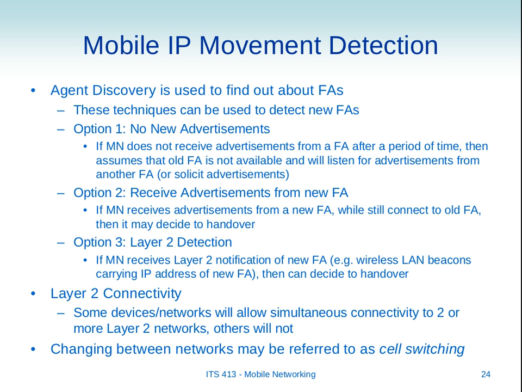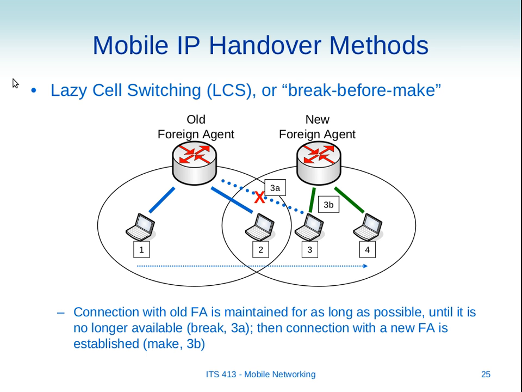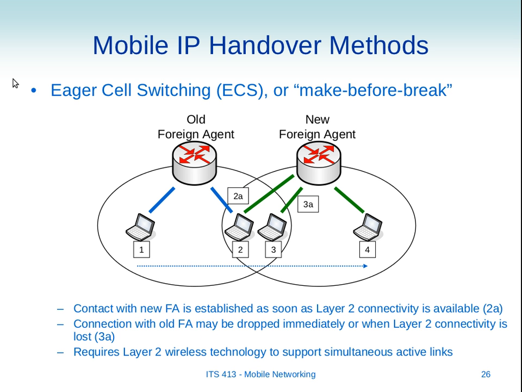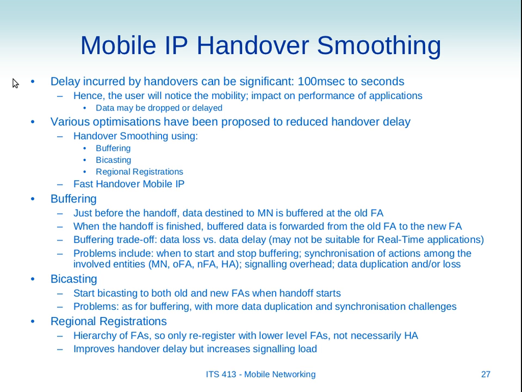Same way from our access points perspective. If I receive messages from 2 access points, I may choose the best one. So there are ways to detect movement. And there are ways to improve the handover, to speed up the handover. We're not going to go through them. And that almost finishes for mobile IP.